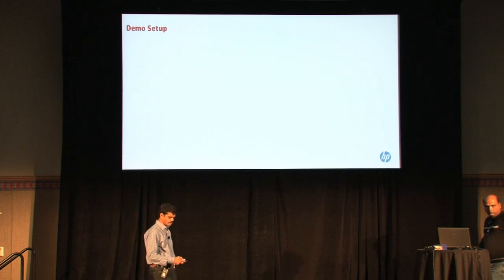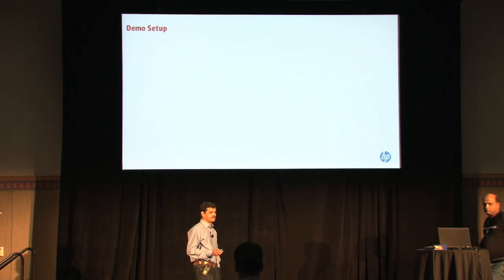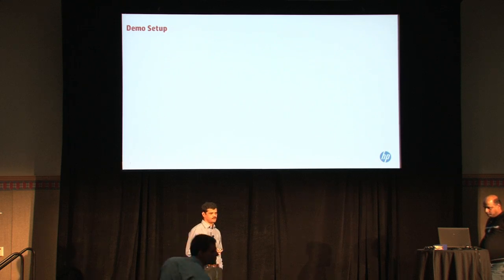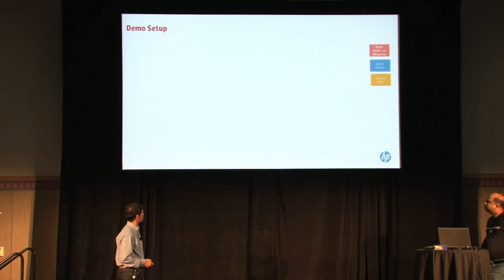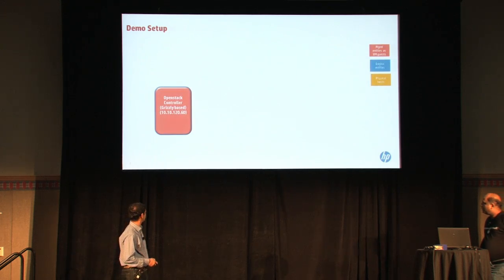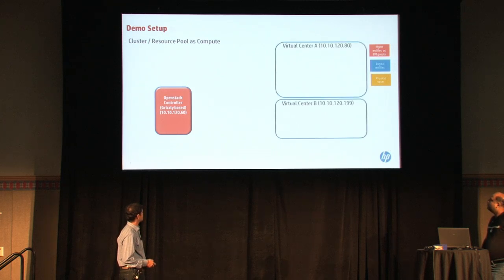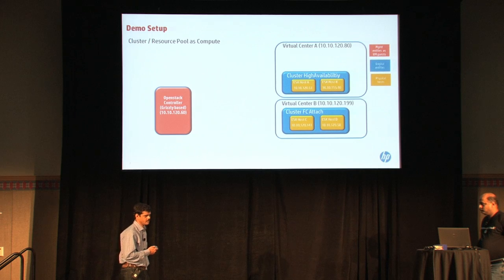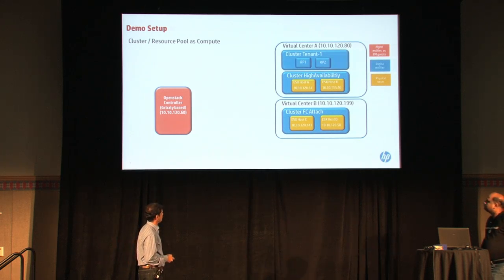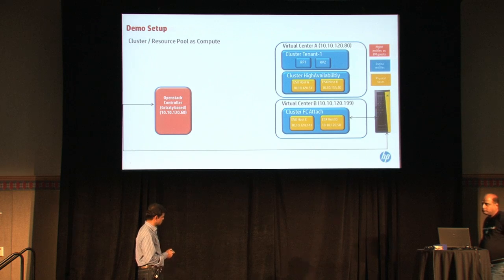So with that, we are going to talk about a demo wherein we will show some of the use cases that are possible with the implementation that we have for managing multiple clusters and resource pools. Our demo setup would be something like this. You have an OpenStack controller. We have two vCenters, vCenter A and B, where you have a cluster called cluster high availability and cluster FC attach. We are going to use these clusters to depict the use cases. You have another cluster, tenant 1, where you have resource pool 1 and resource pool 2. You have an array here.